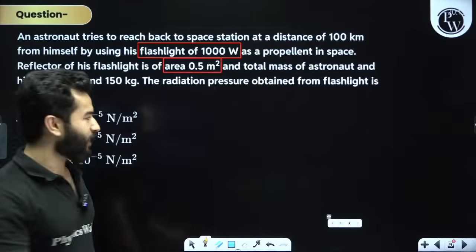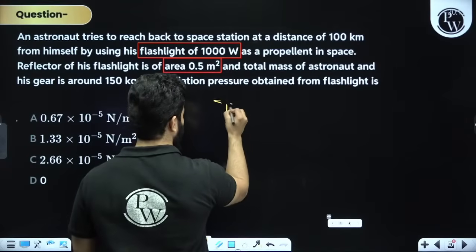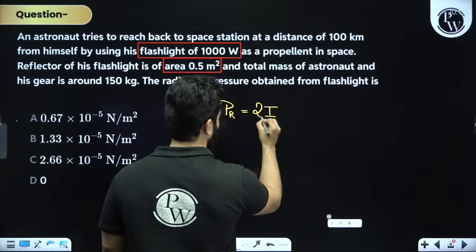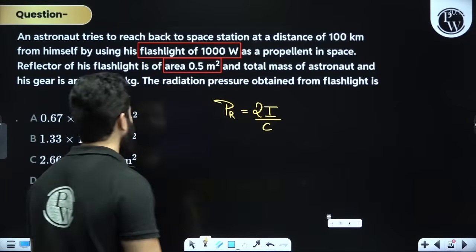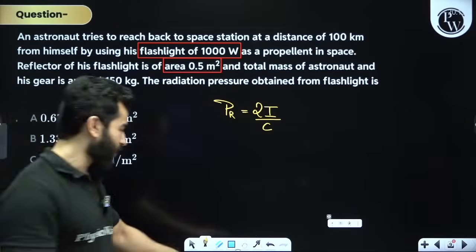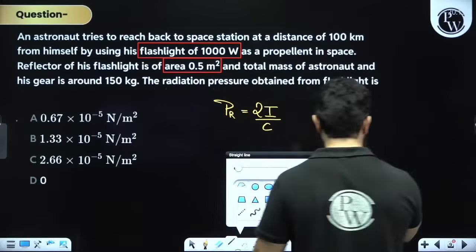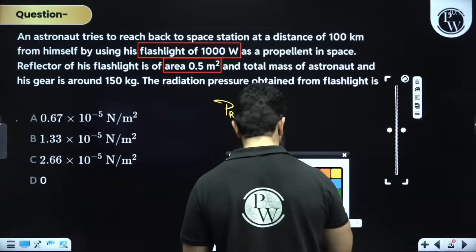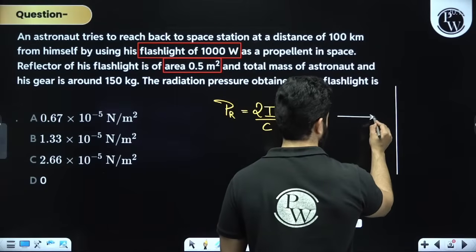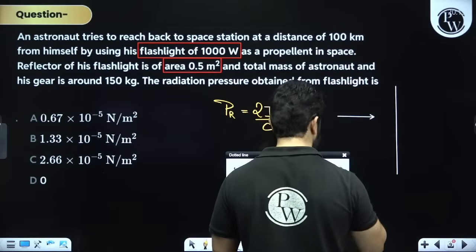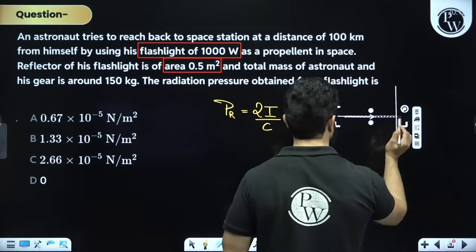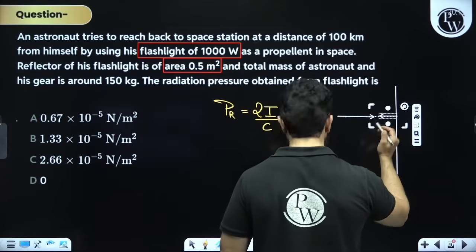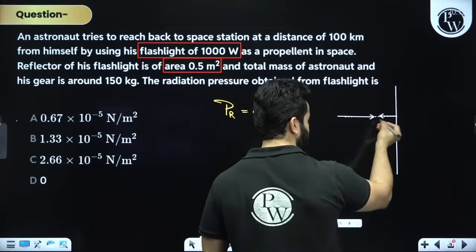Although the formula for radiation pressure is 2I by C, in this case we are going to change the formula for a simple reason. Understand one thing, the concept is that when photons fall on this, they reflect back with the same velocity, है ना? So there is a change in momentum, correct? In this case there is change in momentum.